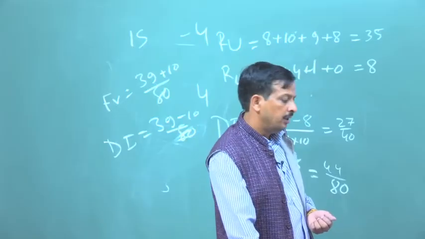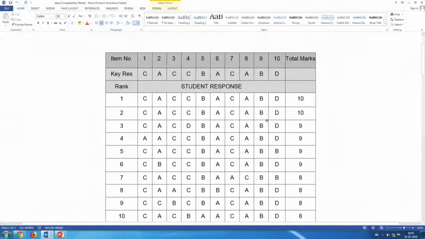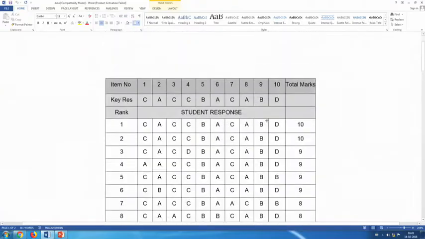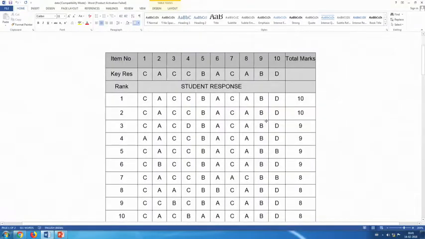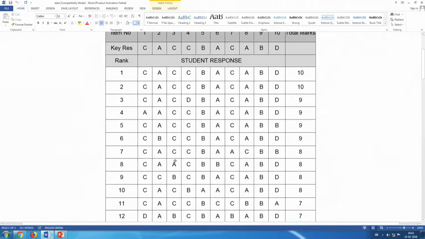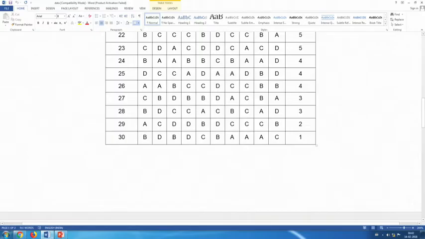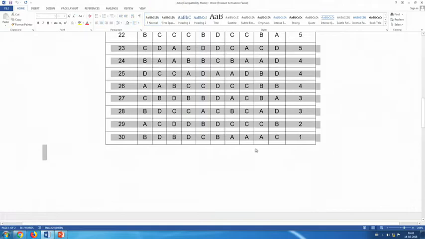Similarly, if I go for multiple choice questions, suppose there are 30 students in my class. So, the upper group is 30 into 0.27, which means around 8 students. So, 8 students in the upper group. If I say find out the DI of item number 3, the correct answer is C. How many students in the upper group gave the correct answer? 7. How many students in the lower group gave the correct answer? Out of these 8, only 2 chose C.